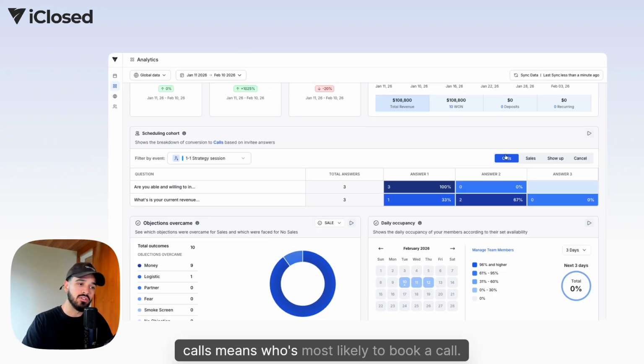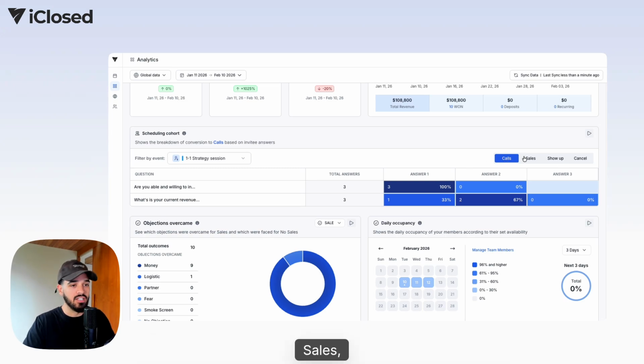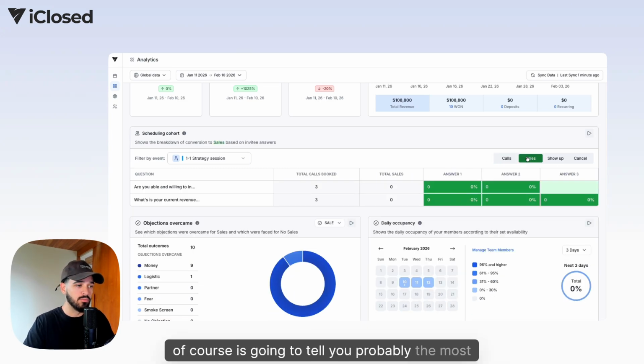Calls means who's most likely to book a call. So this is primarily going to give you insight as to who you should be targeting with your campaigns, right? Sales, of course, is going to tell you probably the most important metric, who is most likely to close.